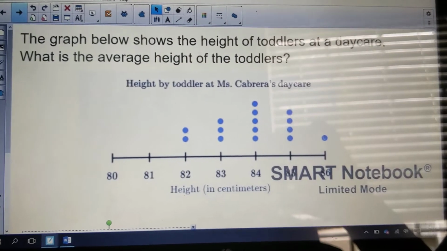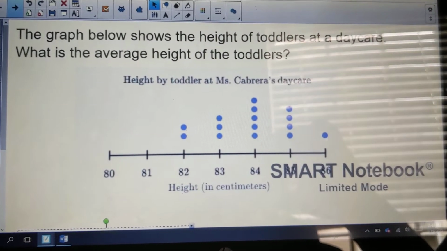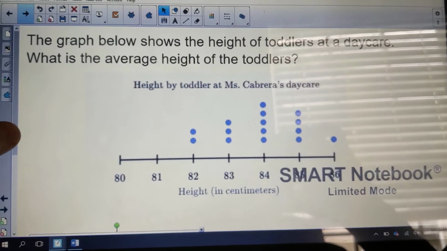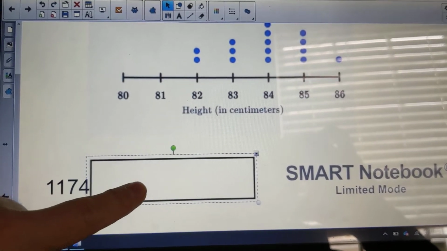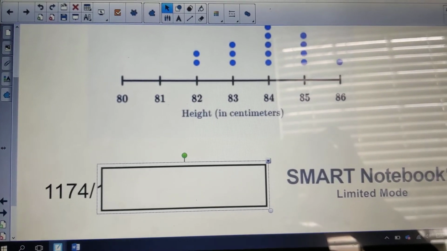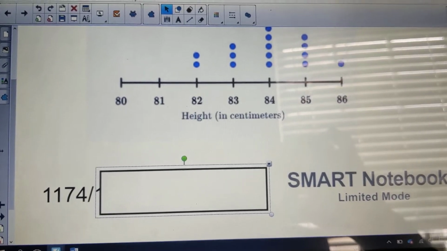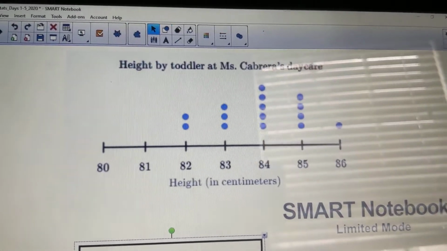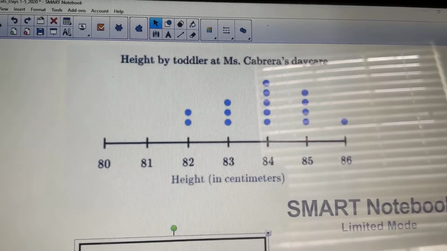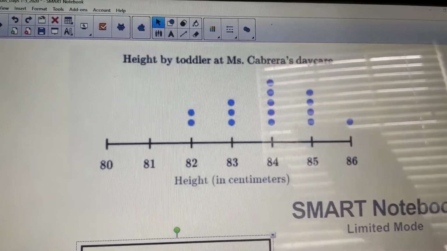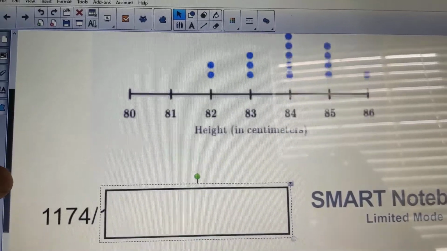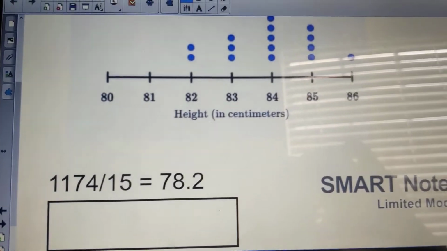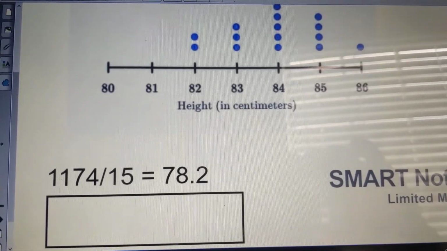The next slide looks similar, shows the height of toddlers at a daycare. Go ahead and pause the tape and try to find the average height in centimeters by the toddlers at this daycare. Okay, as you work this out, you should see that there is a total of 1,174 centimeters. Well, in this case, it doesn't necessarily tell us how many total toddlers there were, so we have to figure it out by counting the number of dots we see. 2 plus 3 is 5, plus 5 is 10, plus 4 is 14, plus 1. So in order to find the average for this height, we are going to have to take the total divided by 15, which gives us an average of 78.2.